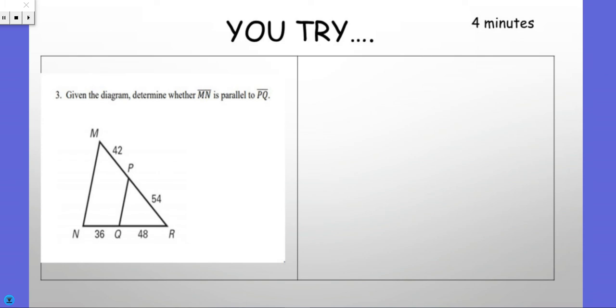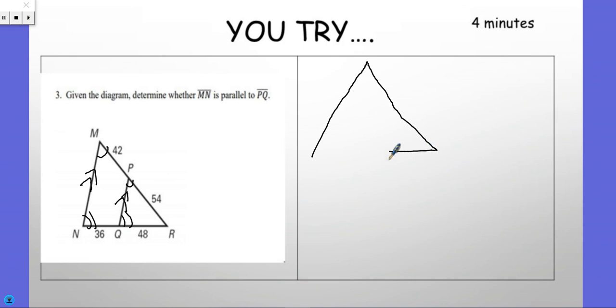Last one, I think, let's see. Yep, last one. So it says, given a diagram, determine whether MN is parallel to PQ. Okay, so here's the explanation. It wants us to know if this line is parallel to this line. Well, the rule says that if I draw two triangles, then they should be proportional. If they're proportional, that means these two lines are parallel. And these two lines are parallel, then this angle equals this angle, and this angle down here equals this angle. So let's see if these two triangles are similar, and then we can answer that question.